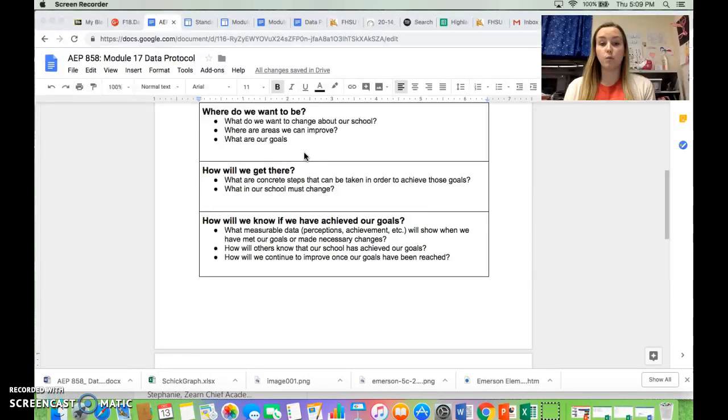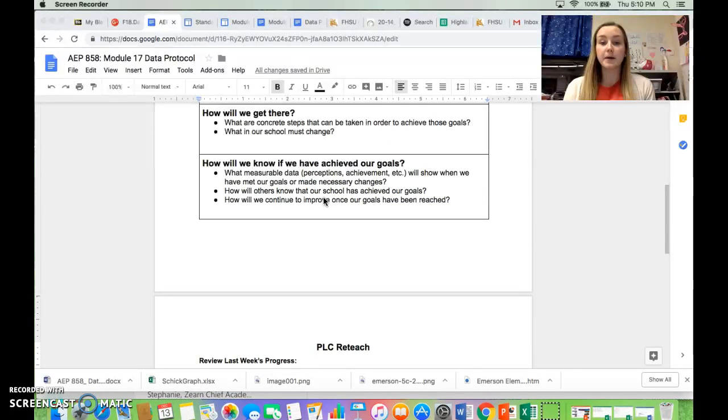And then we want to look at where do we want to be. So the next part is thinking about where are we? Where do we want to go? What are the areas that we can improve upon? And what are our goals? And then how will we get there? After thinking about where we want to go, we also have to think about how we are going to get there, because if you don't know how you're going to get there, then you don't have any action steps. So this is really where action comes into place.